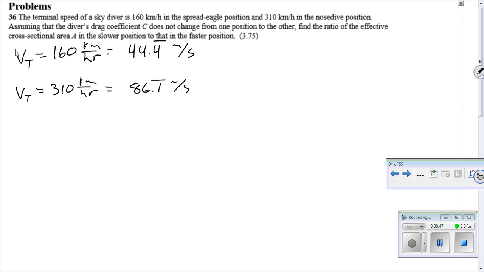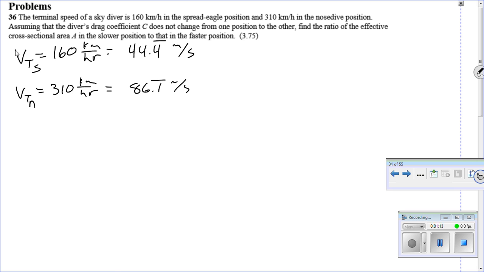I need to find a way to distinguish between these. So this one is if you're spread eagle, and this one is if you're in a nosedive position, head first. So, assuming that the diver's drag coefficient doesn't change from one position to another. Seems like a weird assumption to me, but I guess that's possible. And then find the ratio of the effective cross-sectional area in the slower position to that of the faster position.